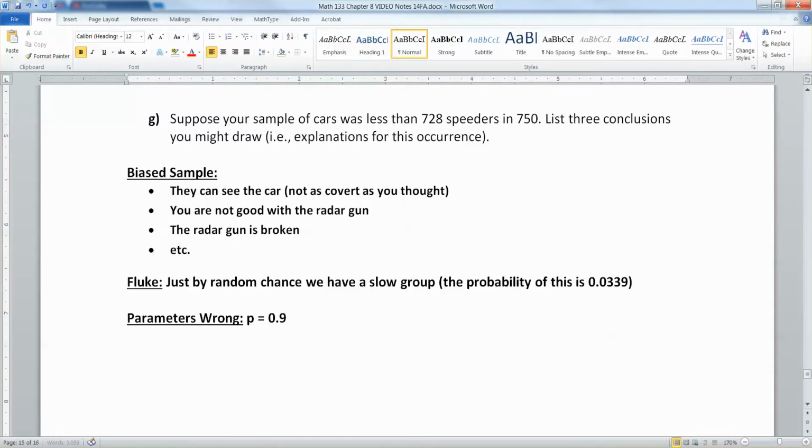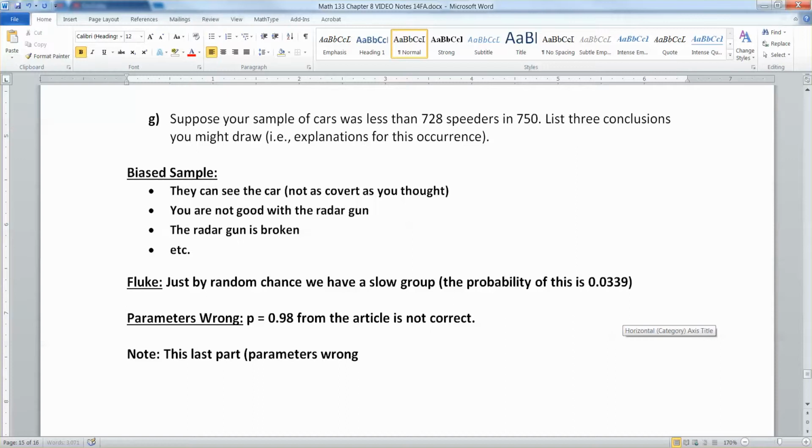The P equals 0.98 from the article is not correct, right? In other words, we built everything off of that proportion, that population proportion we believed to be the case. We thought it was 0.98, but what if it's not? Or what if it was and is no longer true, right? This is how you start proving that things are changing. So let me make a note. This last part, parameters wrong, is what we work with in chapters 9 and beyond.